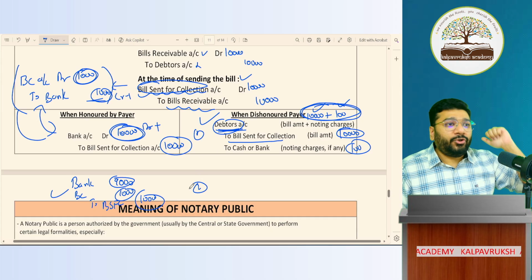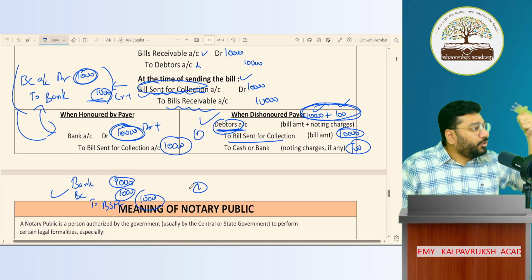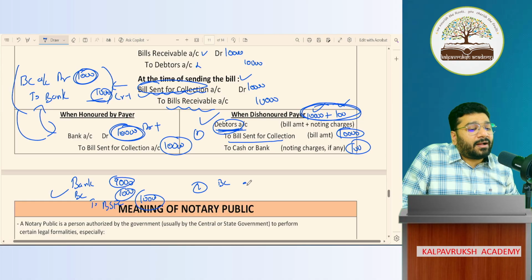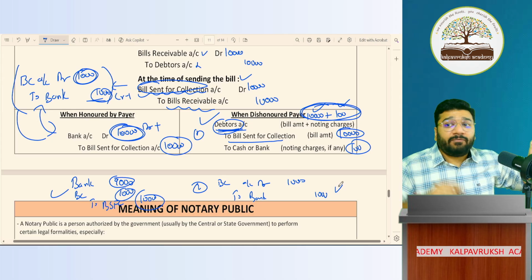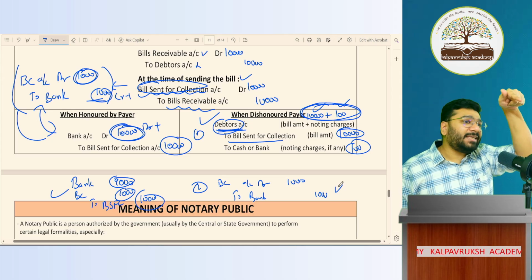Banker has done this service for you, no? Who will give the bank charges? You have to pay, no? So bank charges account debit 1,000 to bank 1,000 rupees. Sir, money did not come, so why are we paying this? Arey Baba, if money has come or not come, bank has done his work, no?